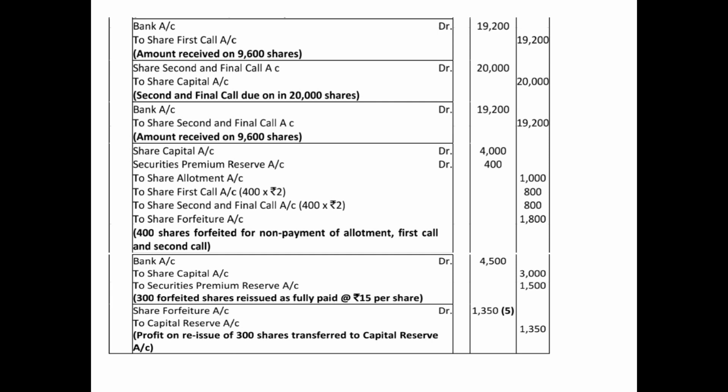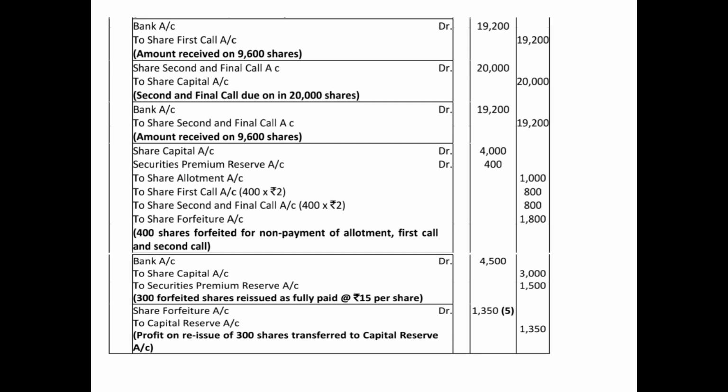Then share second and final call account also, it is due with 2 rupees. So share second and final call account debited 2 rupees on 10,000 shares, that is 20,000, to share capital account 20,000, and again final call is also not received on 400 shares allotted, so bank account debited 19,200 to share second and final call 19,200 because final call is not received on 400 allotted shares.